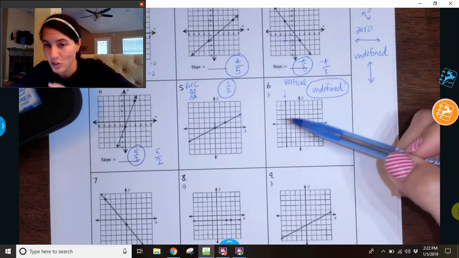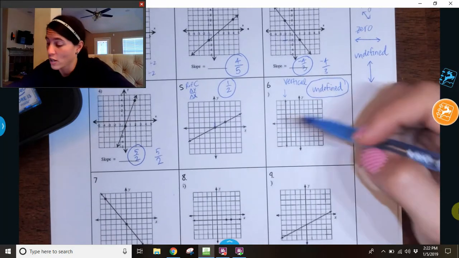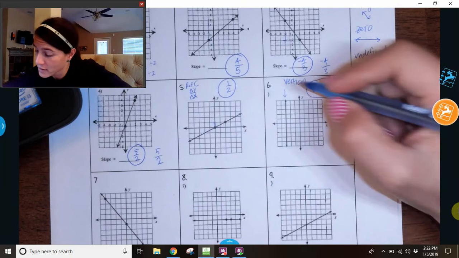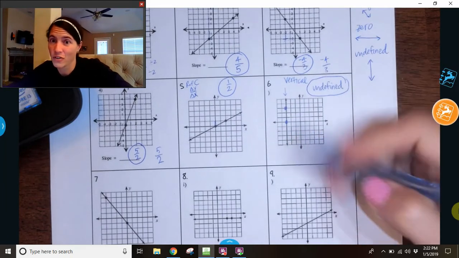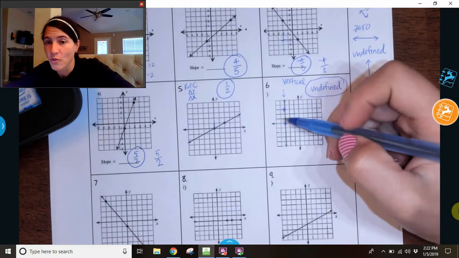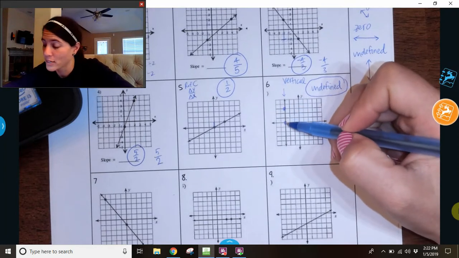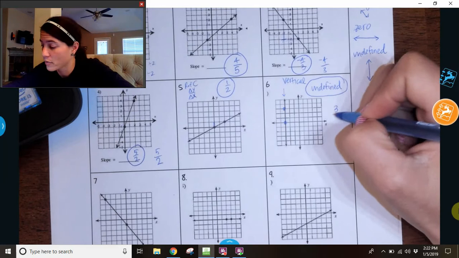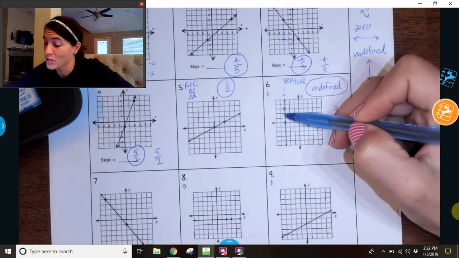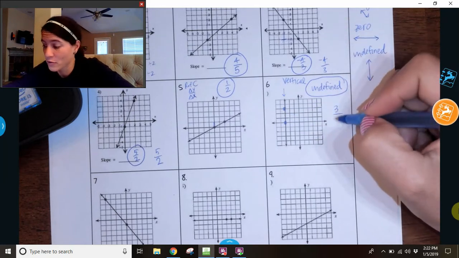You need to count the vertical change. So we need to pick 2 points. We're just going to pick that point and that point because they're all on the grid. So I picked 2 points. You pick those 2 points. Now, how much did it change vertically? 1, 2, 3. Well, it went up 3. Or 1, 2, 3 went down 3. Either way, up 3 or down 3.